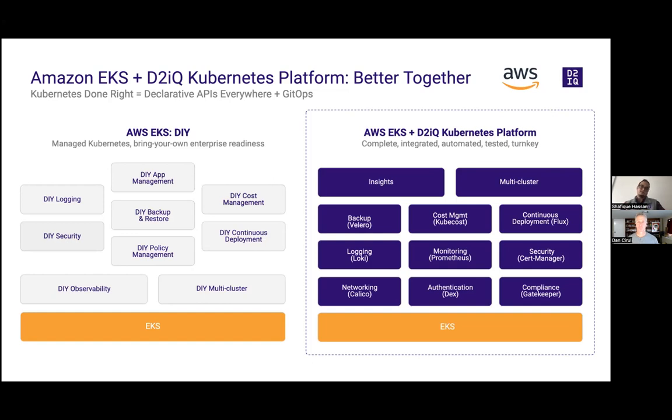So the graphic on the right is meant to articulate that D2iQ's Kubernetes platform with EKS is a complete, integrated, turnkey solution using open source technology that allows you to standardize your experience across any infrastructure. That's the key takeaway here.